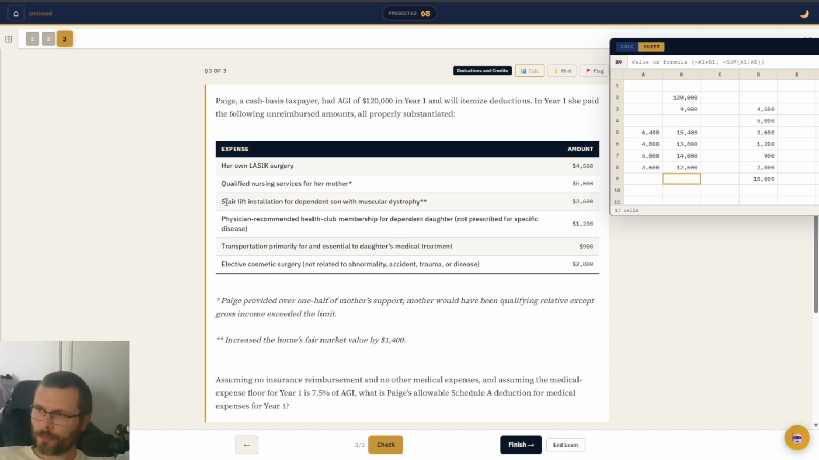Leave it in there. Third one, stair lift installation for dependent son with muscular dystrophy, with 2 asterisks here. Let's find that rule. It increases the home's fair market value by 1,400. Okay, so the cost was 3,600, but you got 1,400, so you actually take that away from the 3,600. This one's not 3,600. That's a trap. It's 3,600 minus 1,400, or 2,200.